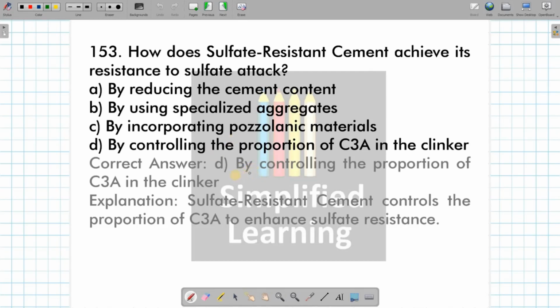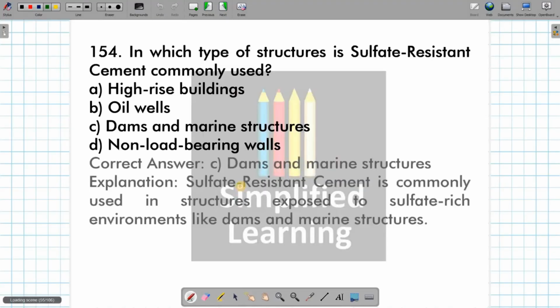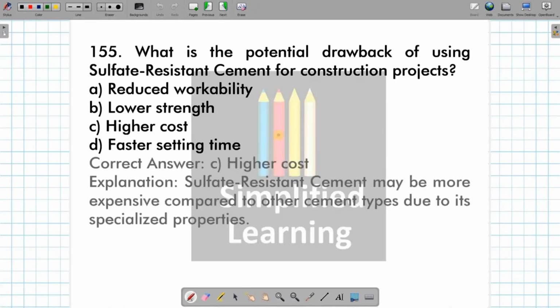Okay. Then how does sulfate resistant cement achieve its resistance to sulfate attack? Then by controlling the proportion of C3A in the clinker, we are going to have this specific property. It controls the proportion of C3A to enhance the sulfate resistance. Then in which type of structure sulfate resistant cement is commonly used? Dam and marine structure. Okay, wherever sulfate attack is prone, we are going to use this one. Then what is the potential drawback of using sulfate resistant cement for a construction project? The sole reason here is higher cost. Okay, it is costly, that's why it is the only potential drawback.